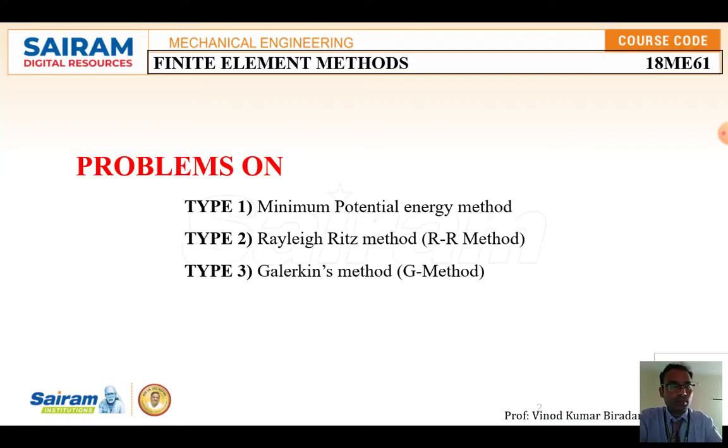In module 1 we have three different types of numerical problems. The first is type 1, the problem belonging to the concept of minimum potential energy. The second is type 2, the Rayleigh-Ritz method, shortly called the RR method. The third is called the Galerkin method. All three topics are very important, and any type of problem may appear in the examination. In today's class we will solve some numerical problems on type 1, the minimum potential energy method.